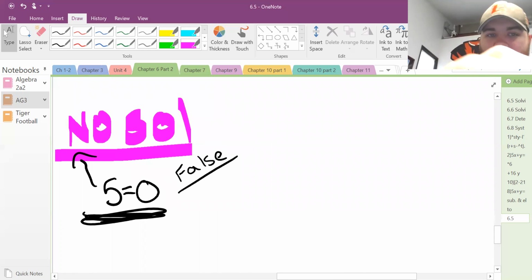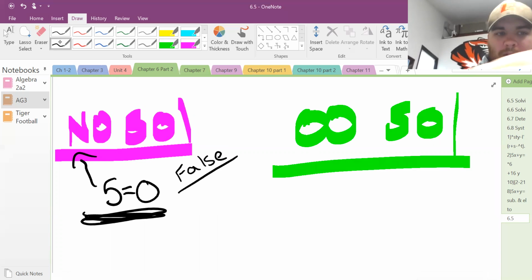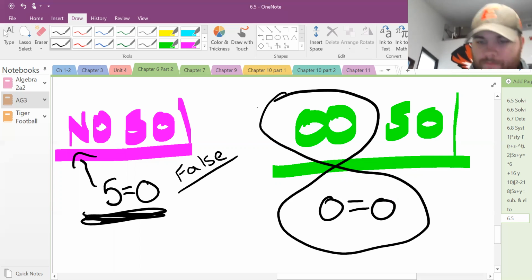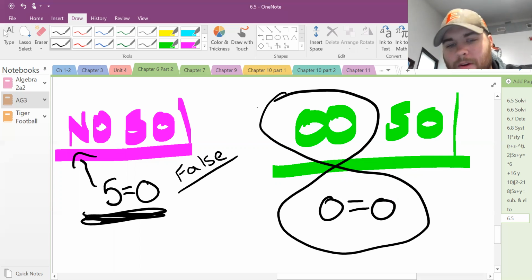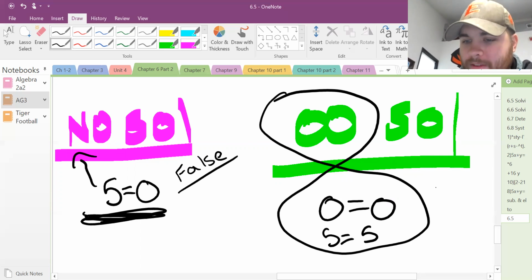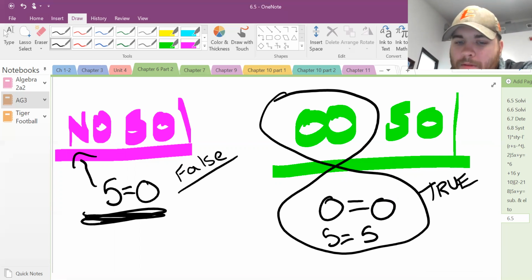If we get something that looks like this, infinite solutions, somewhere in your process, you get 0 equals 0. Does that make sense? Yeah, it does. Here's my trick. Those two things kind of look similar. If you get a number equals the same number, 5 equals 5, this is a true statement, so you're going to get infinitely many solutions. So if you get something like that in your homework, that's what that means.